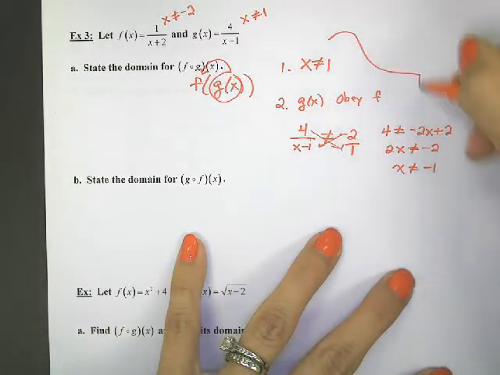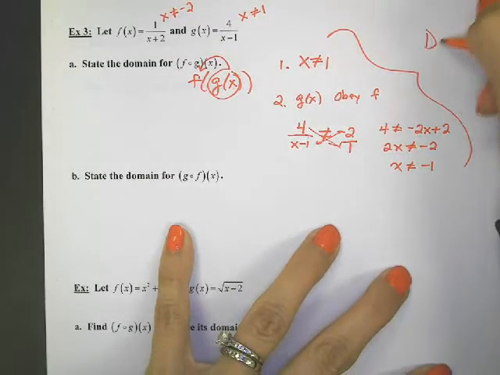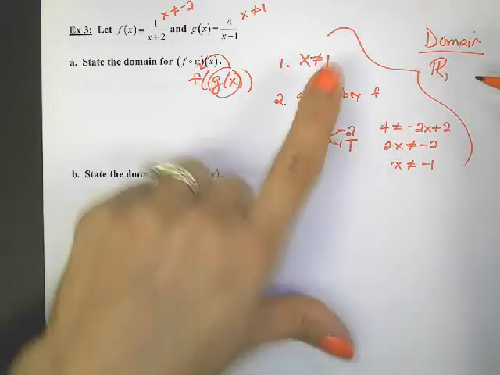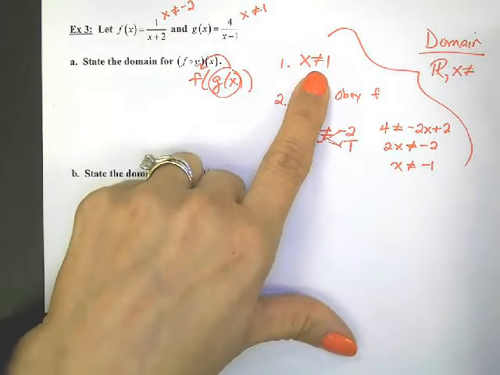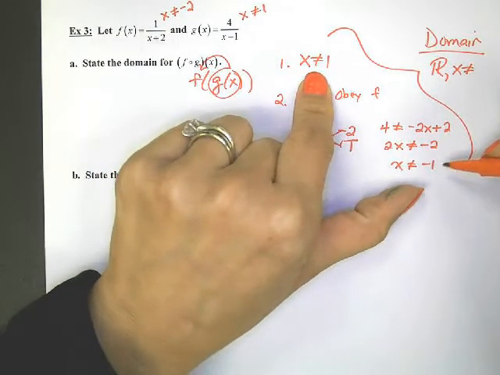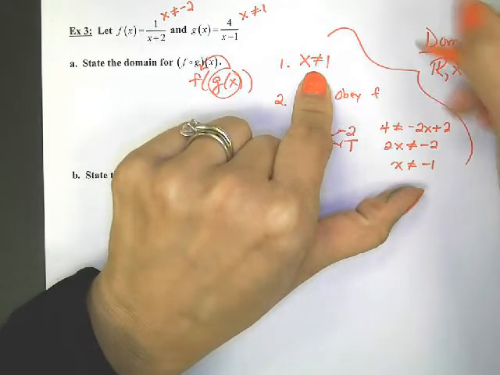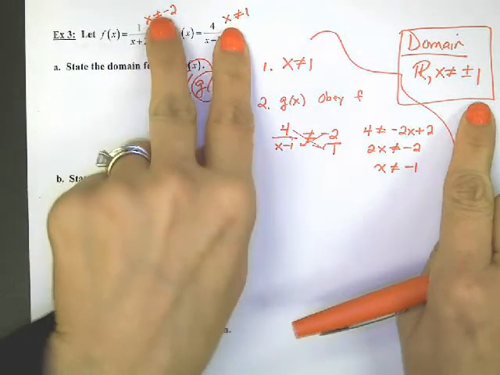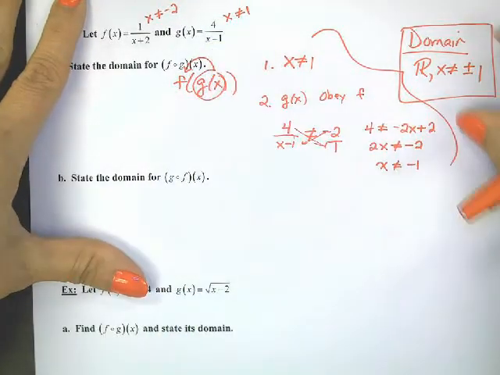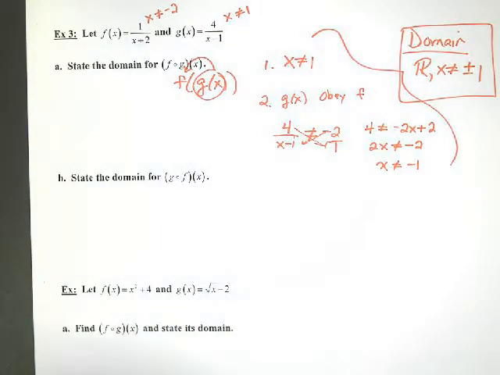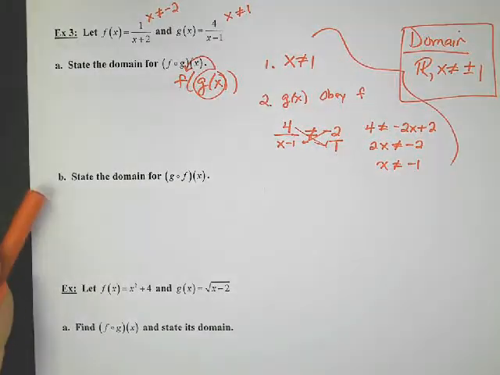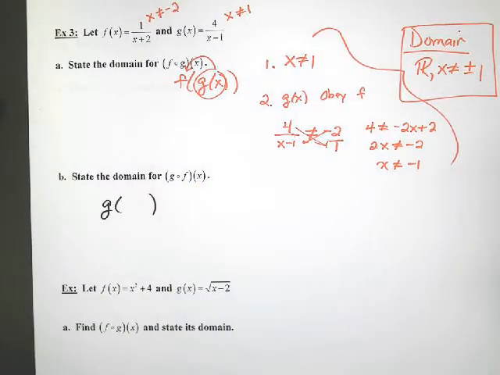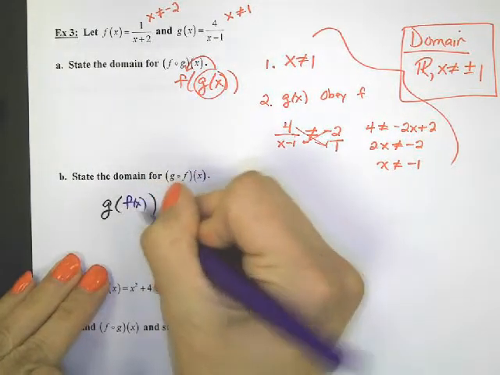Okay, it's time for us to put these two parts together. So the answer for a domain: all reals except x cannot equal 1. X cannot equal negative 1. I think I'll just write plus minus 1. Do you see how the answer for the composed is not the answer for f and g? Okay, that the composed domain is going to be a separate domain answer. All right, let's try this next one here. We have to do g of f of x.